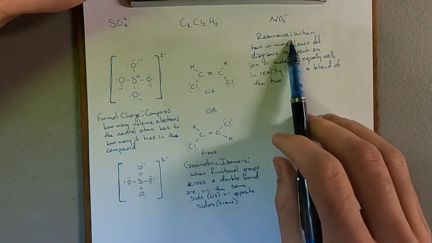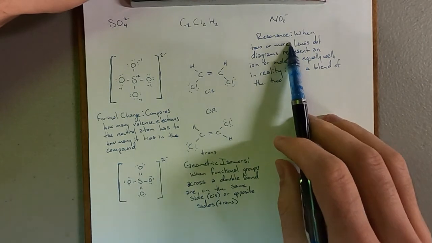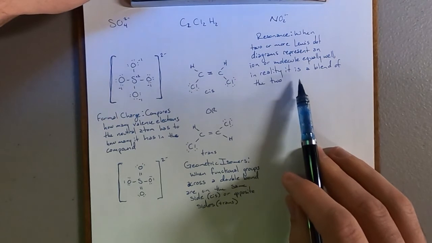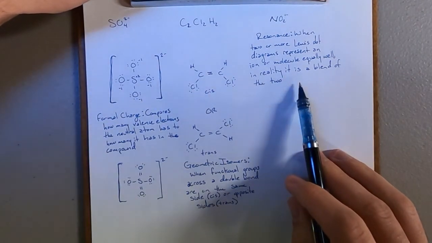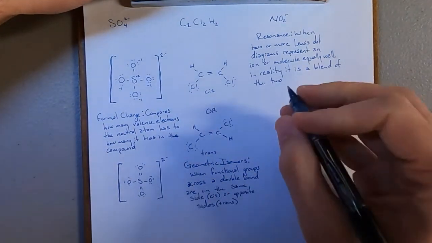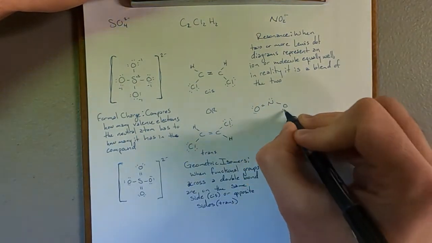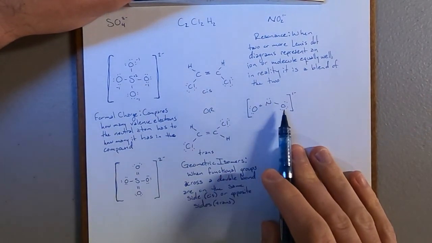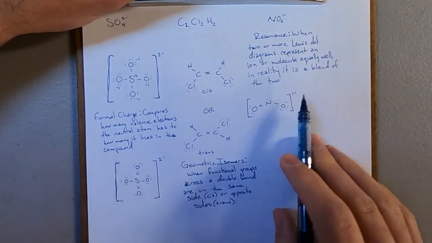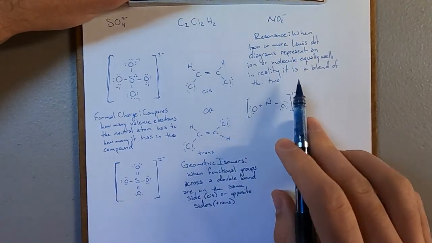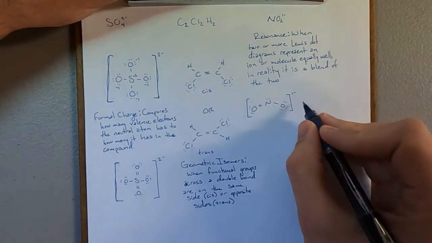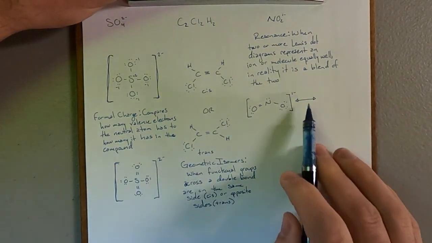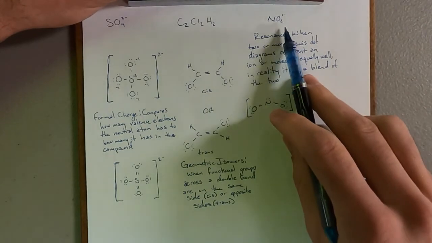And so when you have an option and each option is just as good as the other, in reality it ends up being that it's a blend of all of the options put together. How that works with nitrite is like this. This was the original that I drew earlier, but an equal representation could have been the double bond on the other side. And so we would draw a double arrow showing that they're both equal representations of this thing.